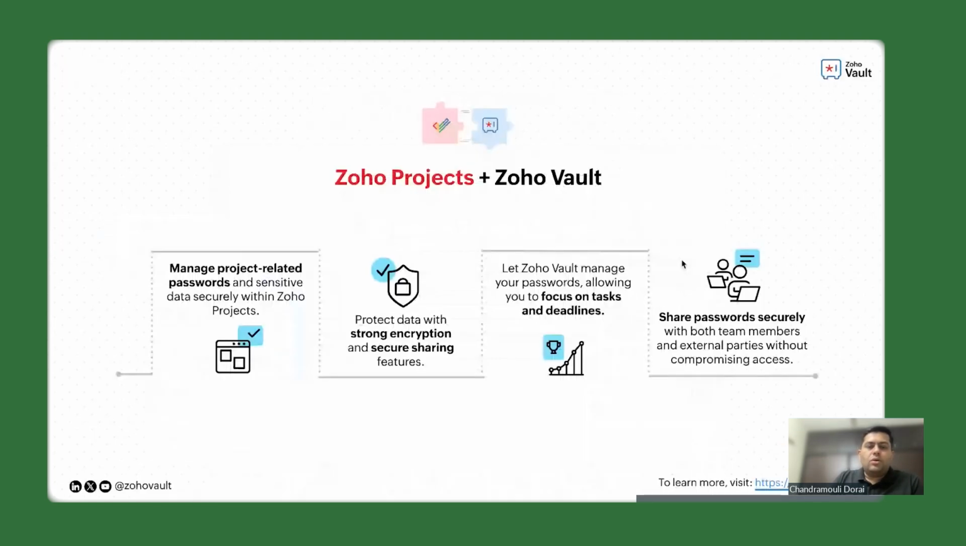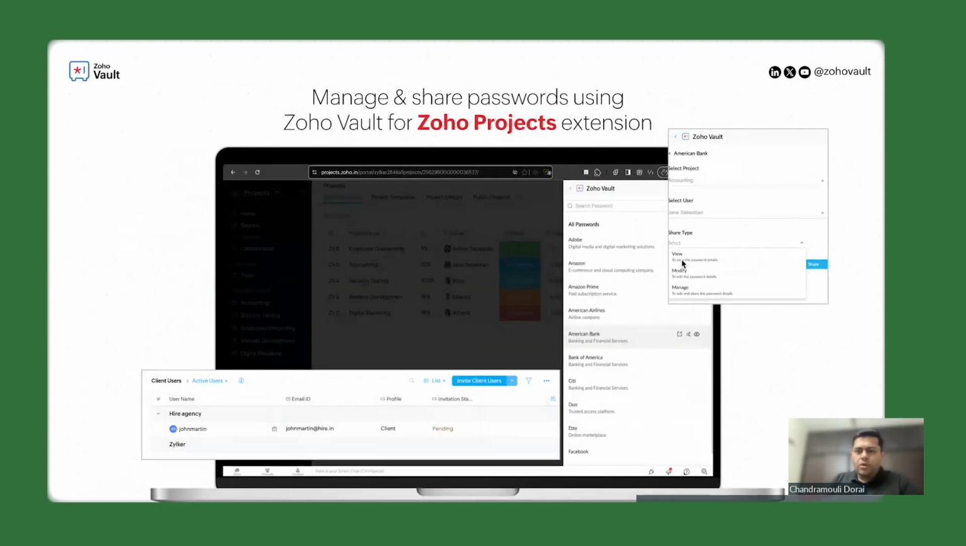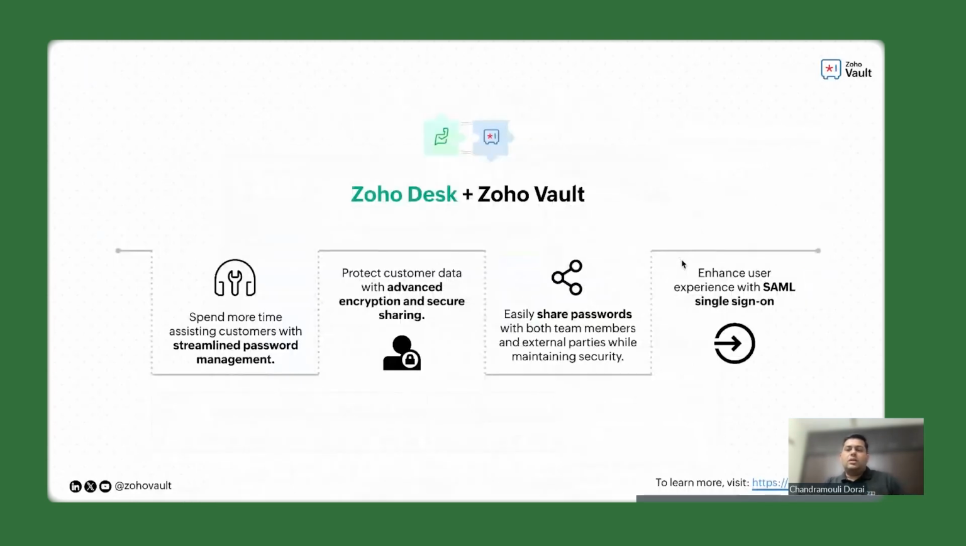Zoho Projects and Zoho Vault: you can go to Zoho Projects, settings, marketplace, and add the extension of Zoho Vault to your projects. This way, you will be able to add all the passwords related to a project to a folder and share this folder with everyone who is part of that project. So everyone who is part of the project can get access to all the account access, and via the audit trails you can know who accessed which account, where and when.